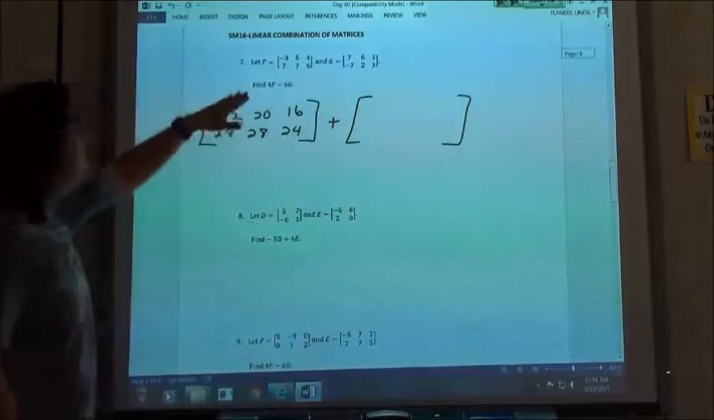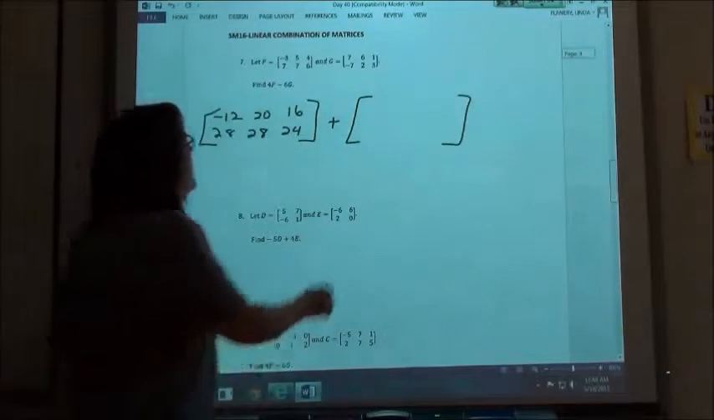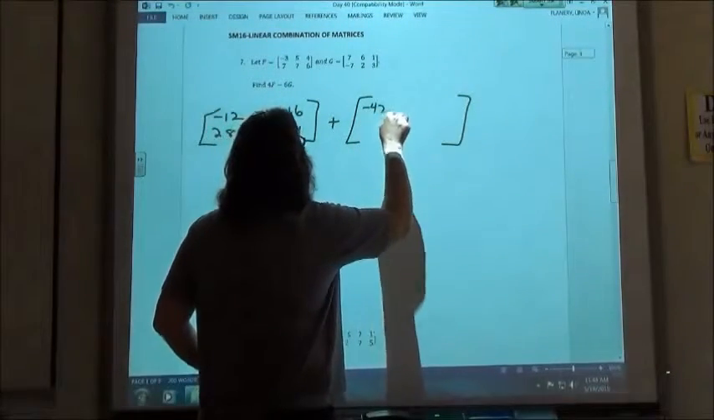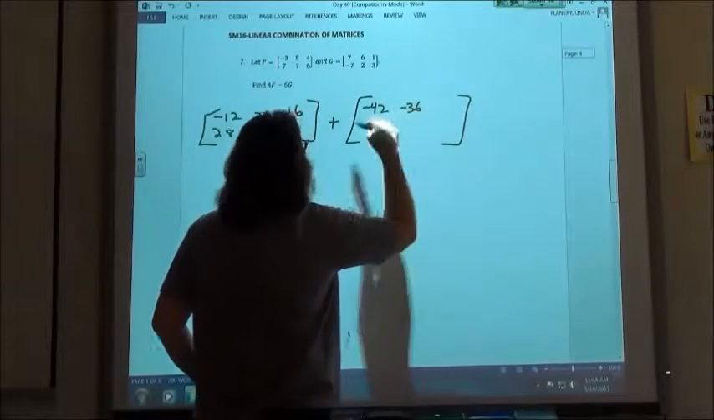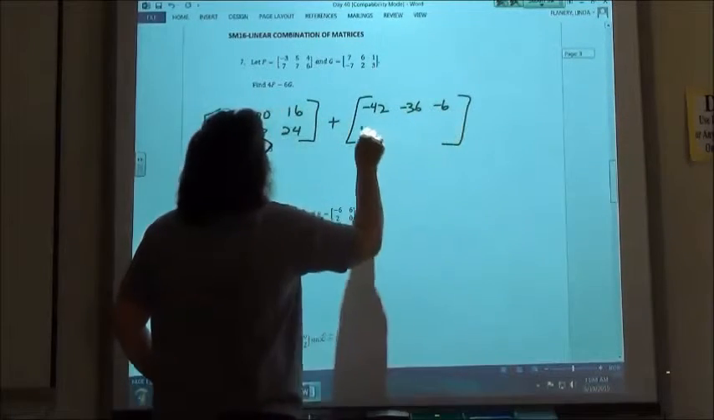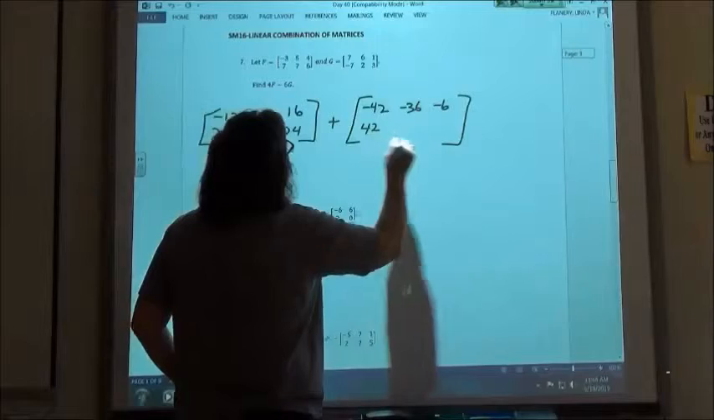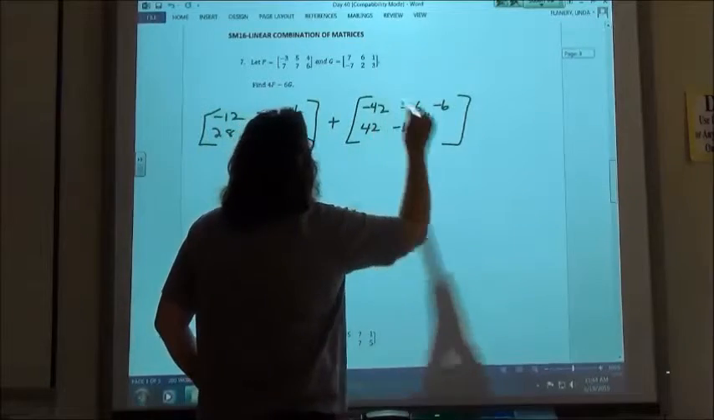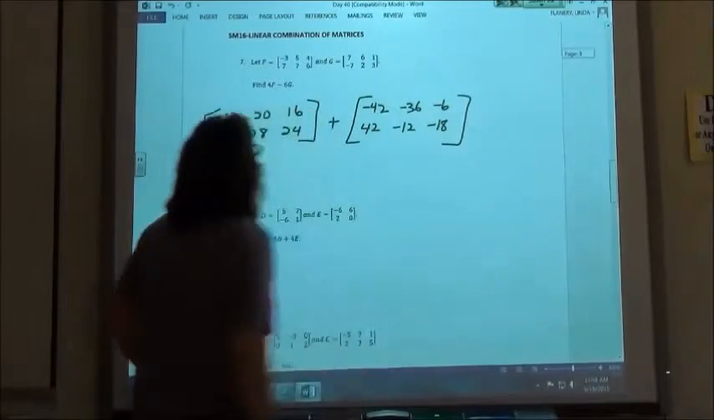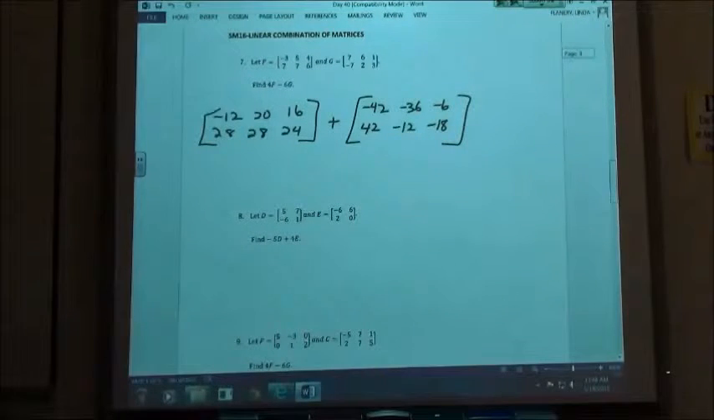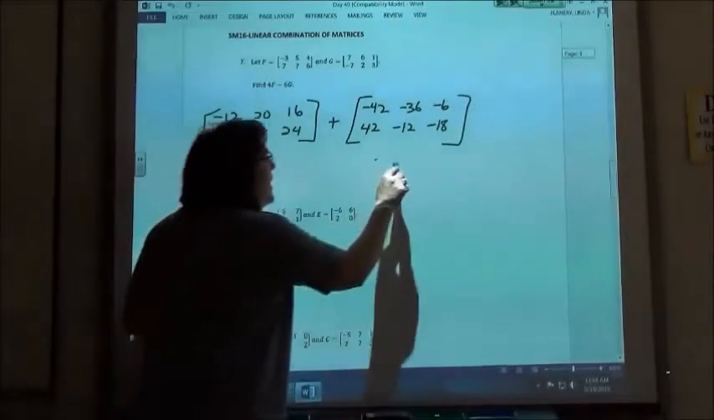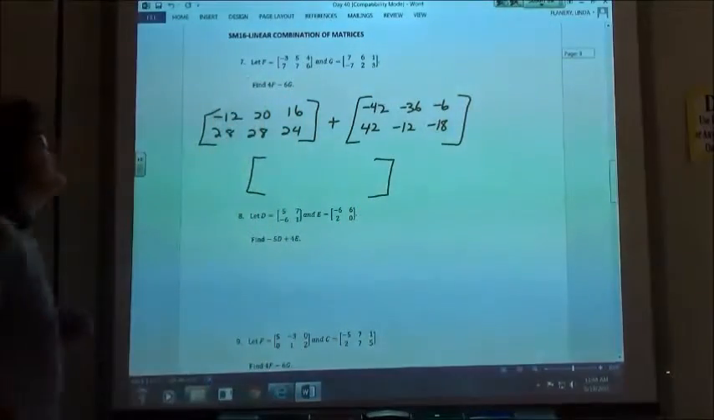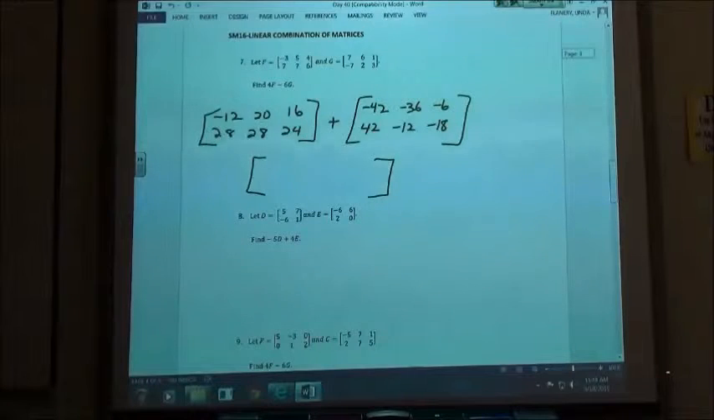If I take negative 6 times my G1, I'm going to have negative 42, negative 36, negative 6, positive 42, negative 12, and negative 18. Once I've multiplied the first matrix by 4, the second one times negative 6, then I'm going to go ahead and add. Again, my matrices have to be of the same size or I couldn't do the problem.